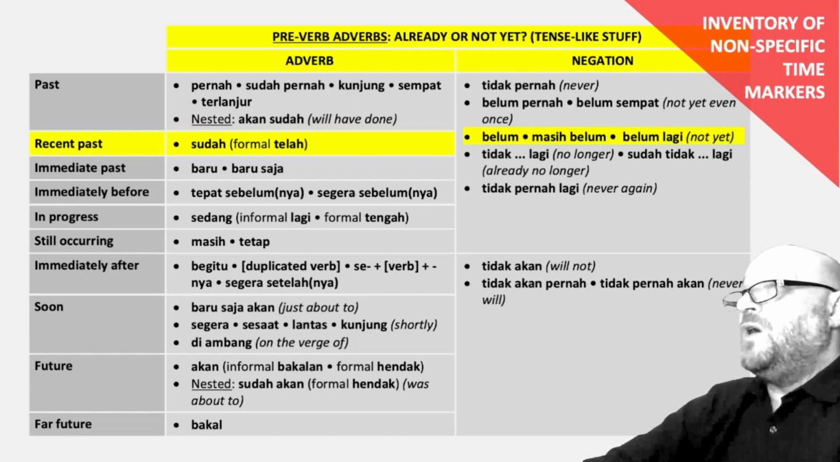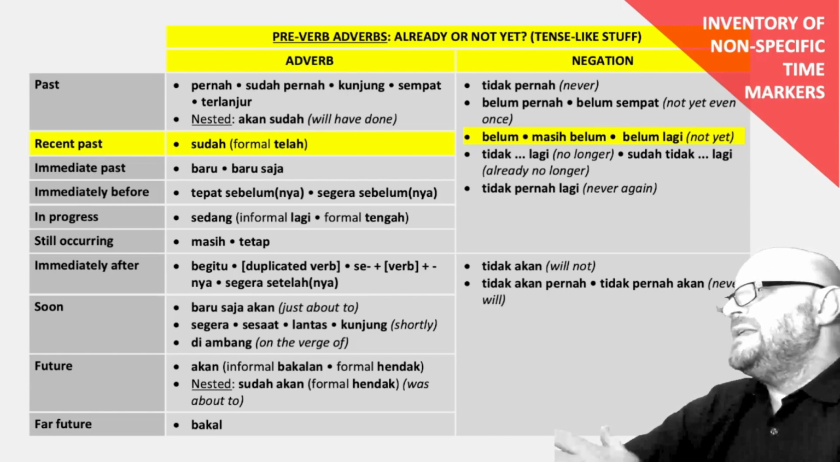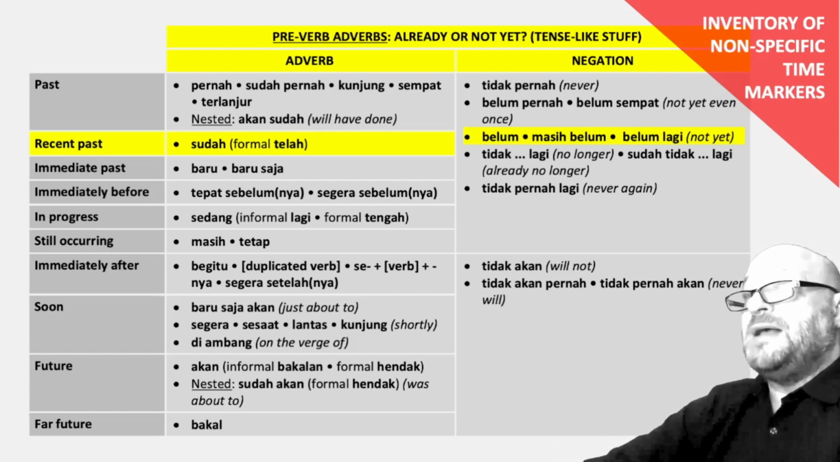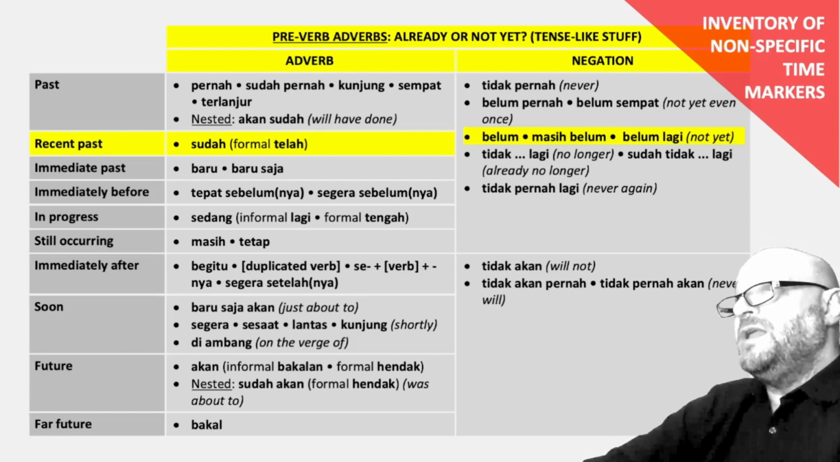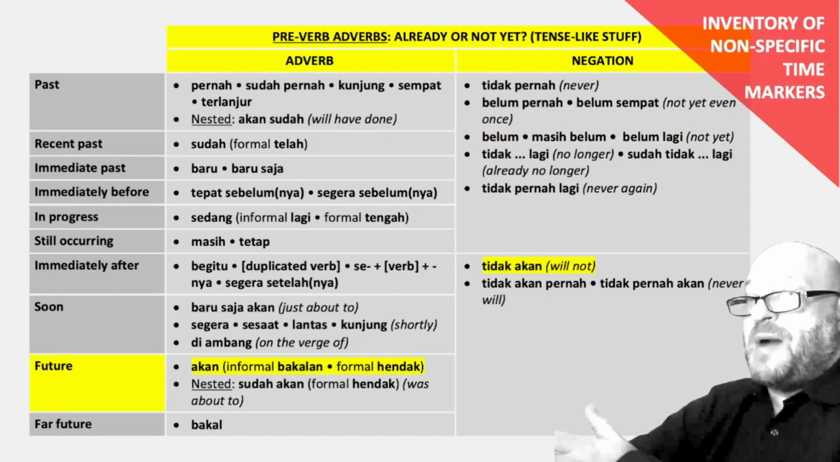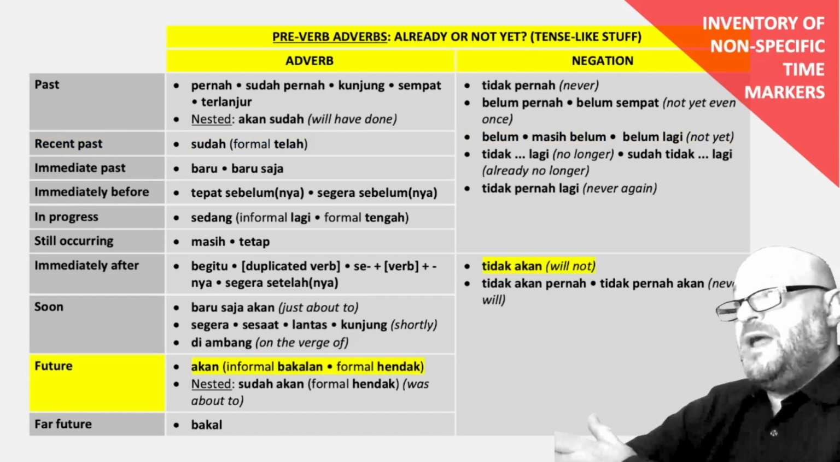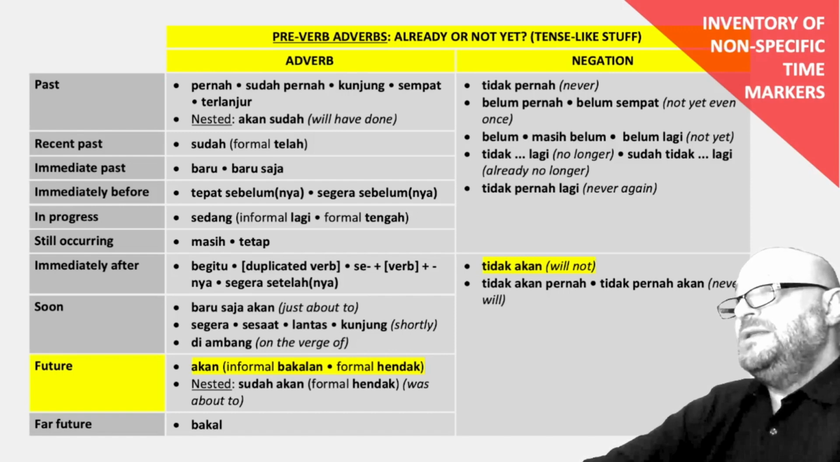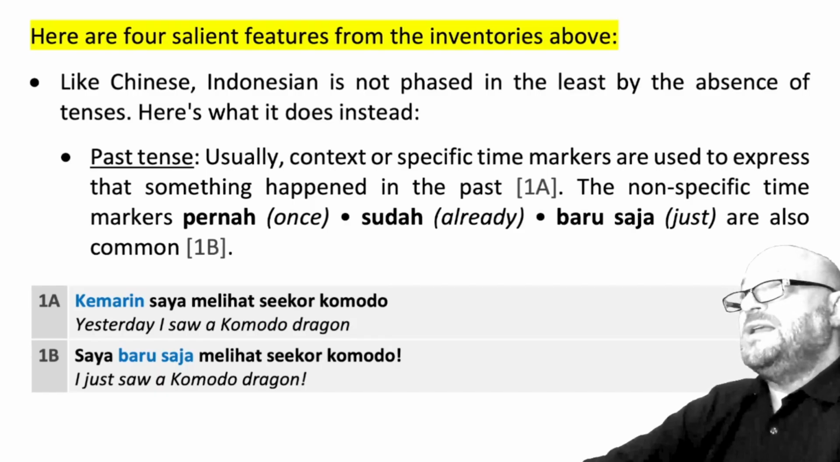Preverb adverbs, already or not yet, so tense-like things. Recent past is sudah, formal, telah. The negation is belum, not yet. Future, akan, informal, bakalan, formal, hendak, and negation tidak akan, will not. Here are four salient features from the inventories above.